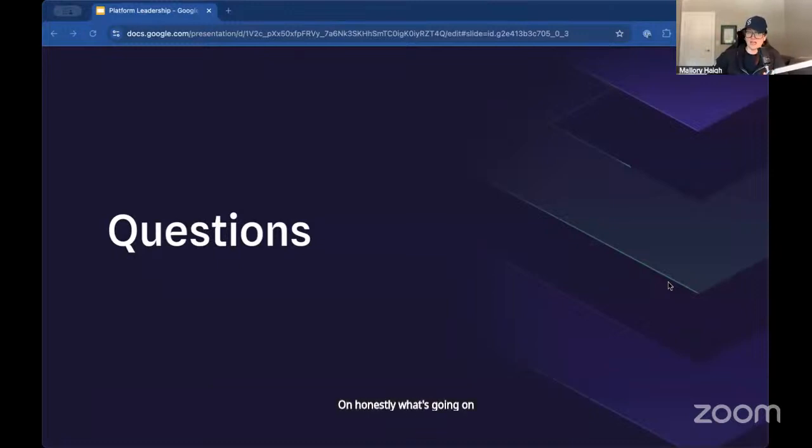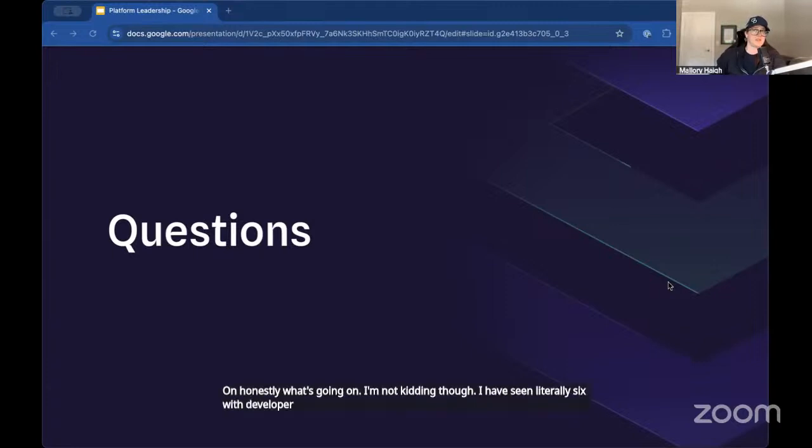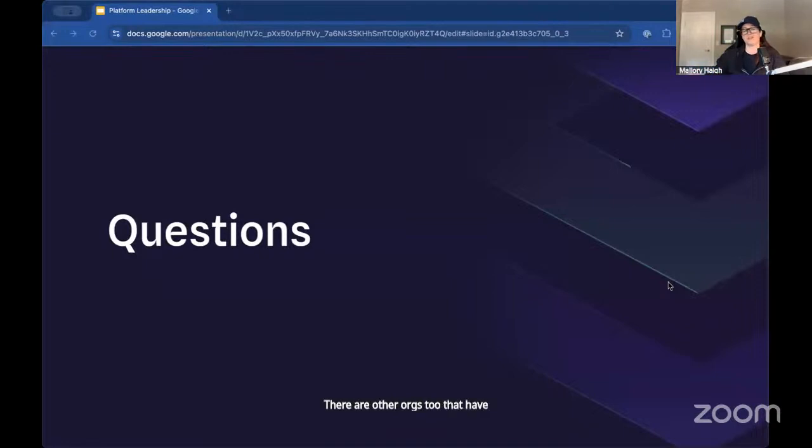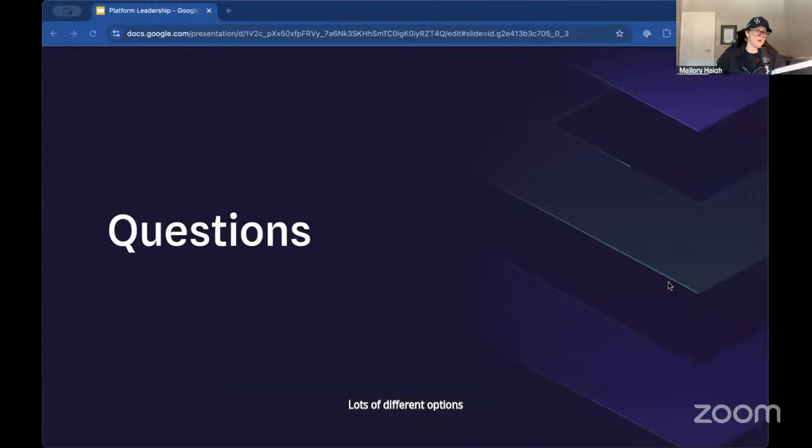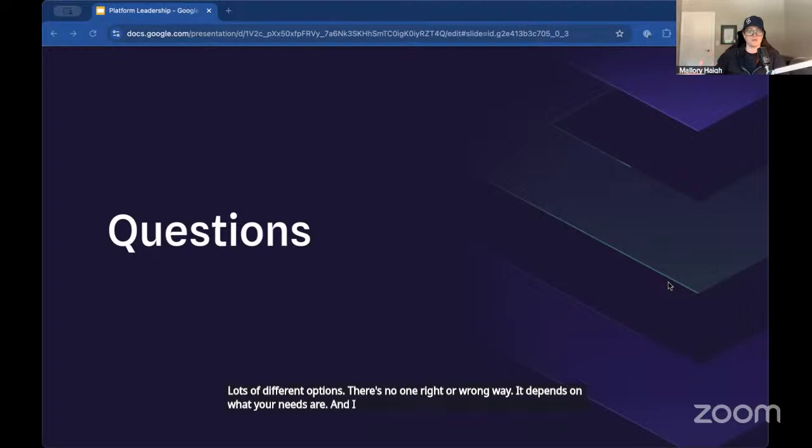I'm not kidding though. I have seen literally 6 with developer teams of like 1,200 plus. It's possible. It's hard work, but they do get it done. There are other orgs too that have sub-platform teams within different business units that all kind of work into one central platform. Lots of different options. There's no one right or wrong way. It depends on what your needs are. And I'm happy to chat with folks separately on what that means for them and what my recommendations are. That's something we can do as well.